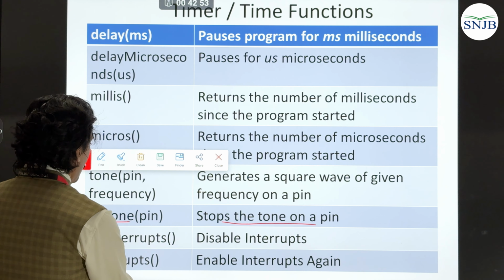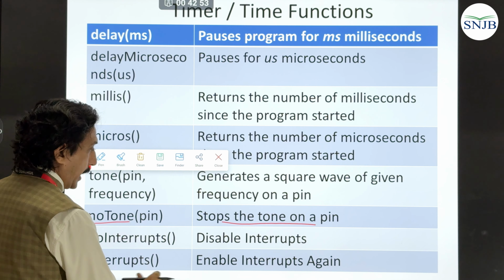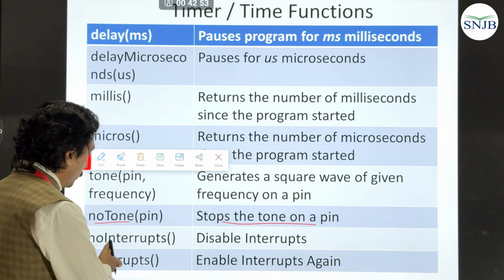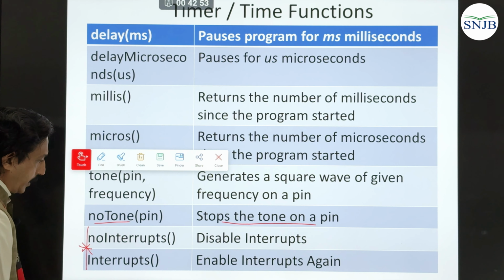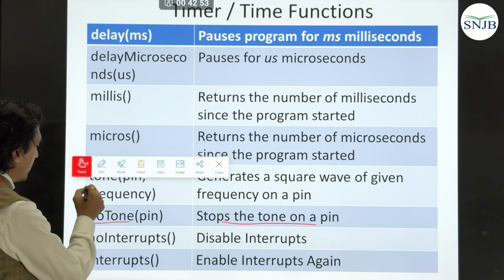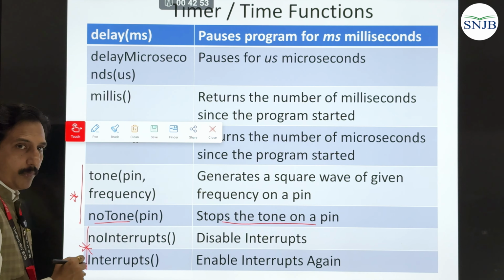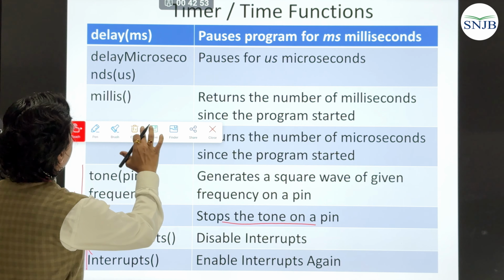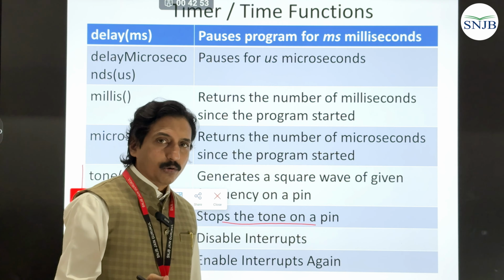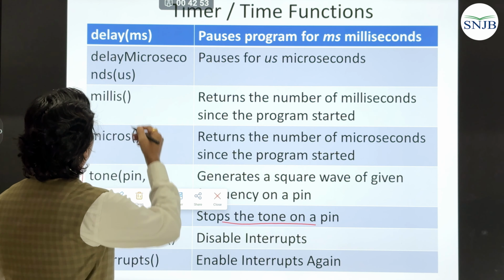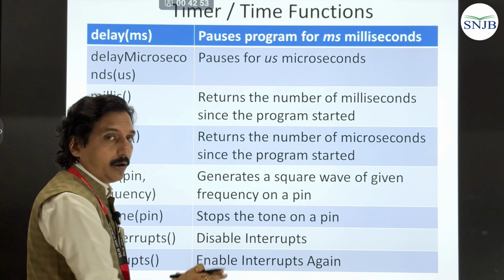Then noInterrupts disables all the interrupts, and interrupts enables the interrupts again. So these are the 2 functions specifically for interrupts. These 2 are for generation or stopping of the square waveform, and the others are for generating delay in milliseconds or microseconds, or with millis or micros. So these are the functions related to the timer.